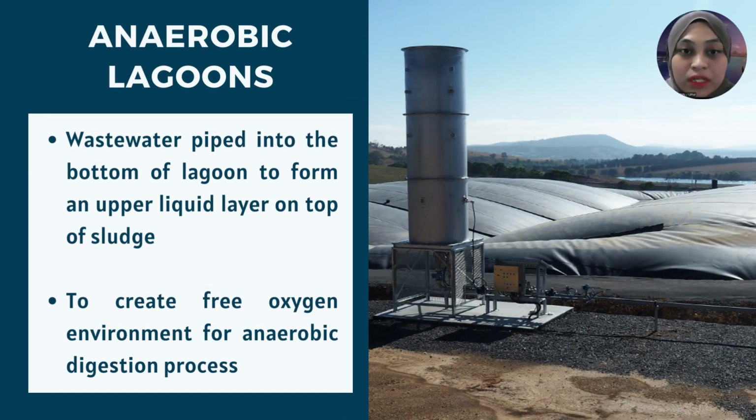The first one is anaerobic lagoons. This is where the wastewater will be piped into the bottom of the lagoon to form an upper liquid layer on top of the sludge. This creates an oxygen-free environment, which prevents oxygen from reacting with the sludge, for the anaerobic digestion process to occur.